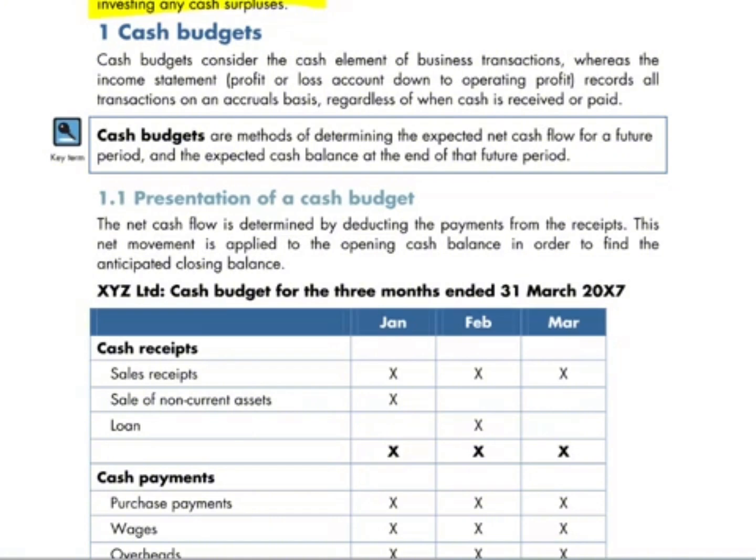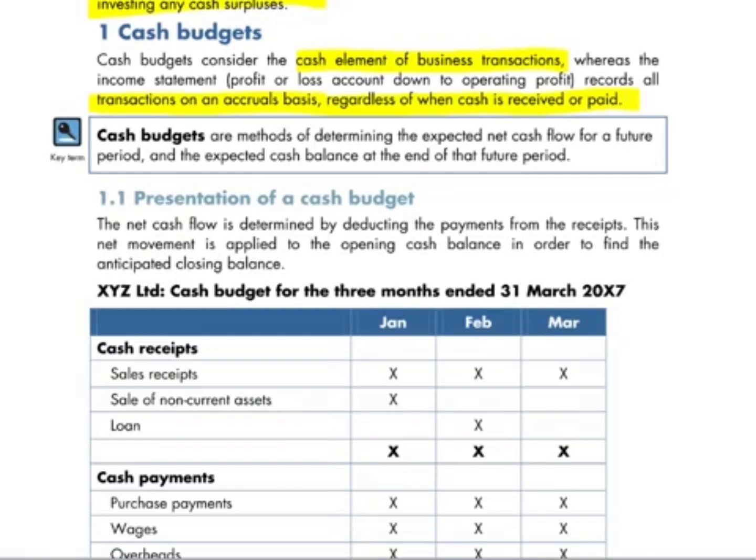Now, a cash budget looks at the cash elements of business transactions, and it differs from the profit or loss account or the income statement, because the income statement looks at transactions on an accruals basis regardless of when the cash is received or paid. So we can't just rely on the budgeted operating statement to look at the cash position of a business at all times. We need to pull together this separate cash budget that will tell us about the cash movements in the business and how much cash we're either going to have in excess at the end of the period or how much cash we're going to be short by at the end of the period.